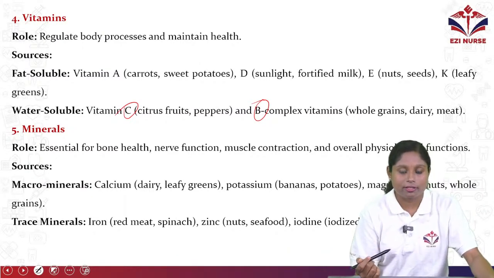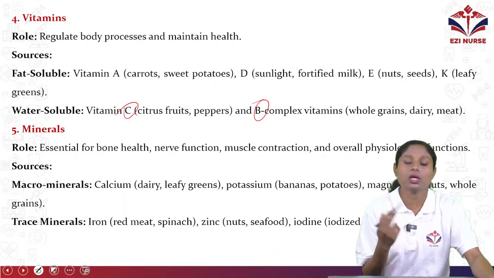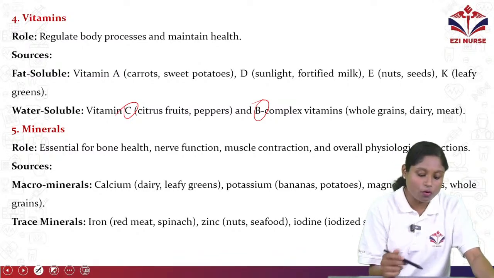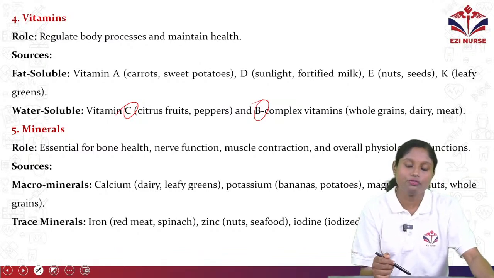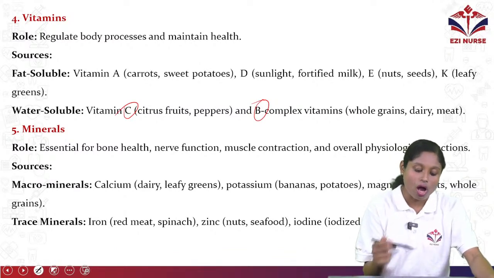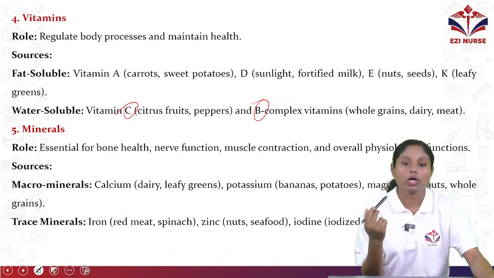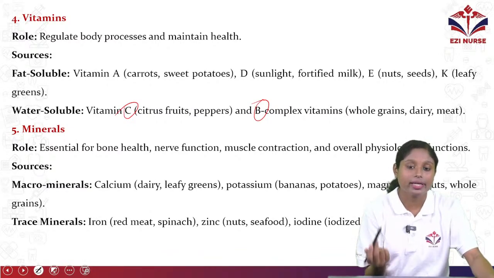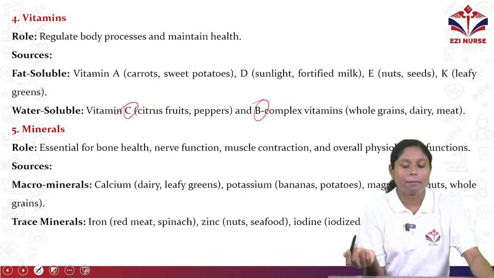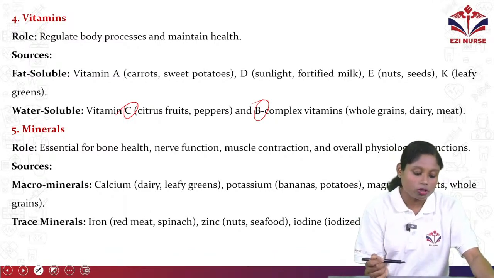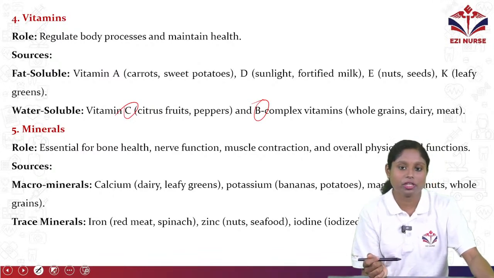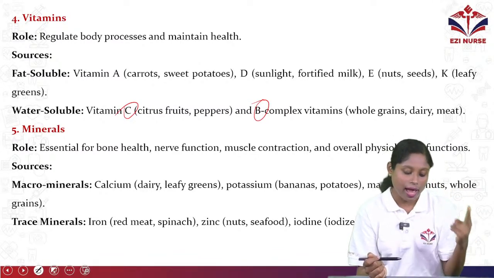Coming to minerals. What is the role of minerals? It is essential for bone health, nerve function, muscle contraction and overall physiological function. For our bone health, it is very essential. As for sources, there are two types: macro minerals and trace minerals.